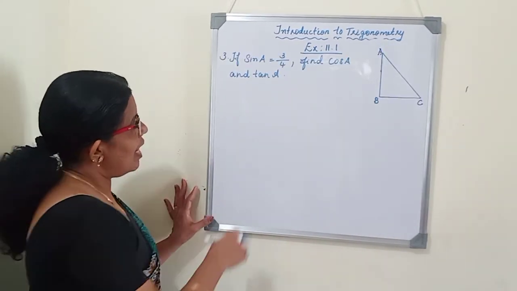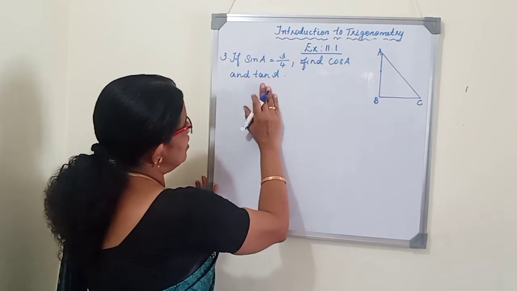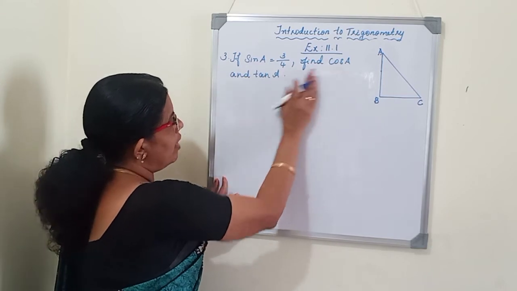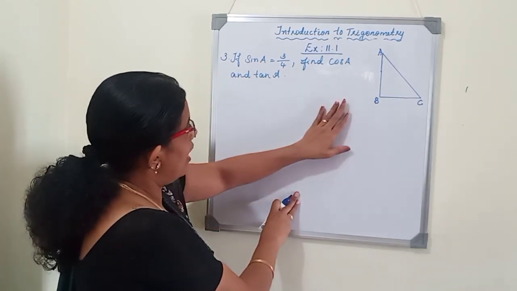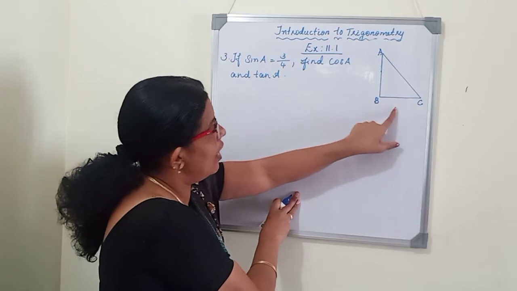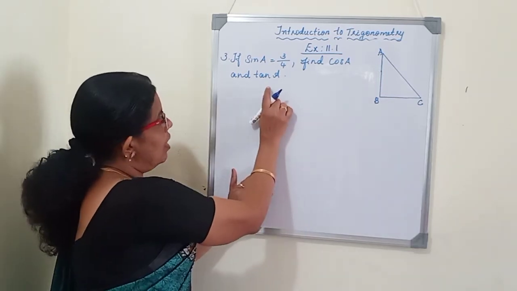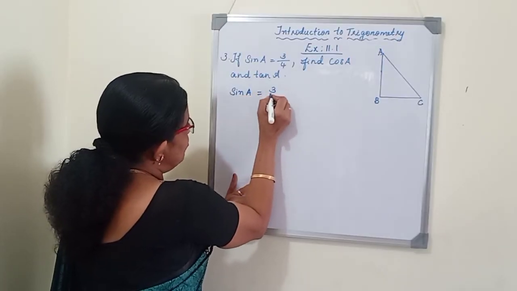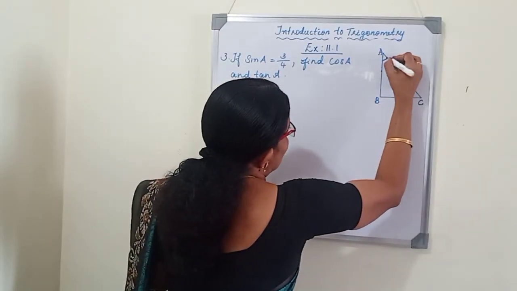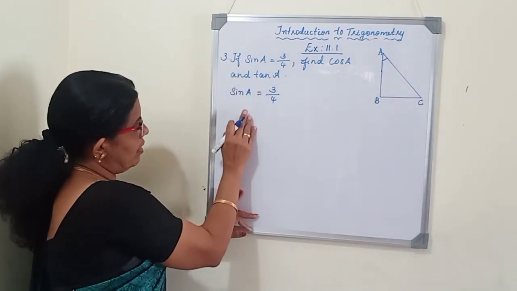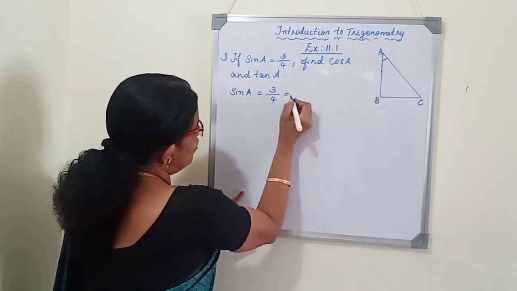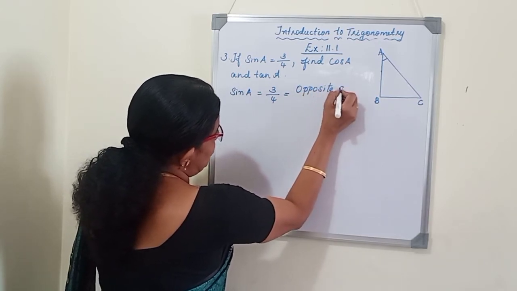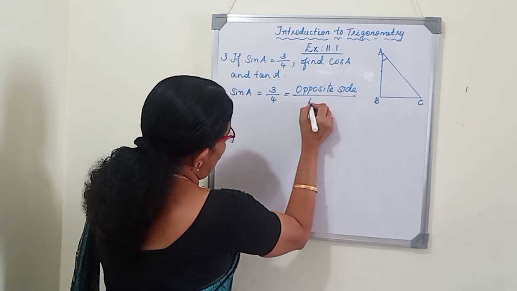Third question, if sin A is 3 by 4, find cos A and tan A. They have given the value of one of the ratios. We have to find the other two ratios. Normally in the diagram, they will give you the two sides. We will find the third side, then we will find the ratios. Here they have given sin A is 3 by 4. So, we have to write with respect to angle A. What is the formula for sin A? Sin theta is opposite side by hypotenuse.